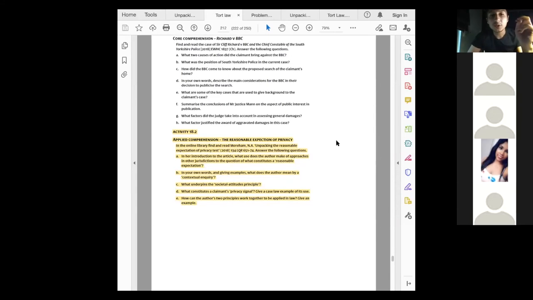What constitutes the claimant's privacy signals? Give a case law example of its use. You can give many case law examples in this one. What constitutes the claimant's privacy signals?